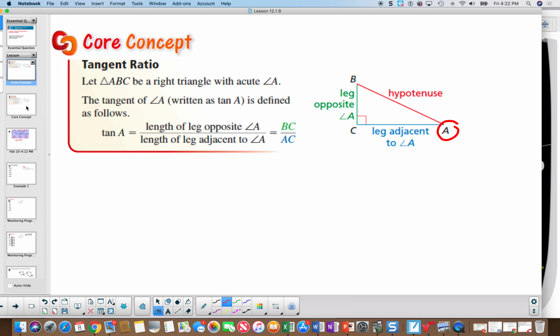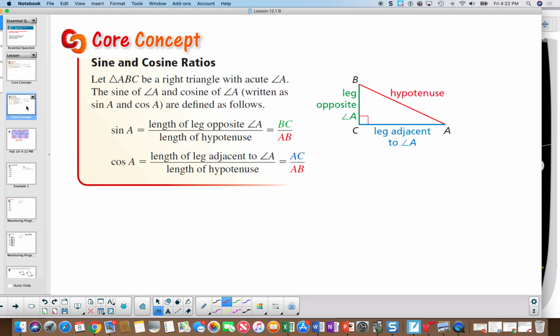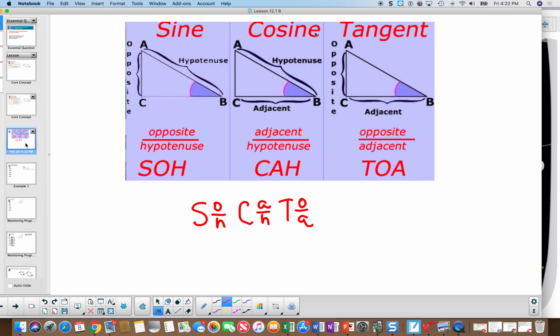There are two other ratios called sine and cosine. The sine of A is the opposite leg over the hypotenuse, and the cosine of A is the adjacent leg over the hypotenuse. Many times we help students by using this mnemonic SOHCAHTOA, where sine is opposite over hypotenuse, cosine adjacent over hypotenuse, tangent opposite over adjacent.